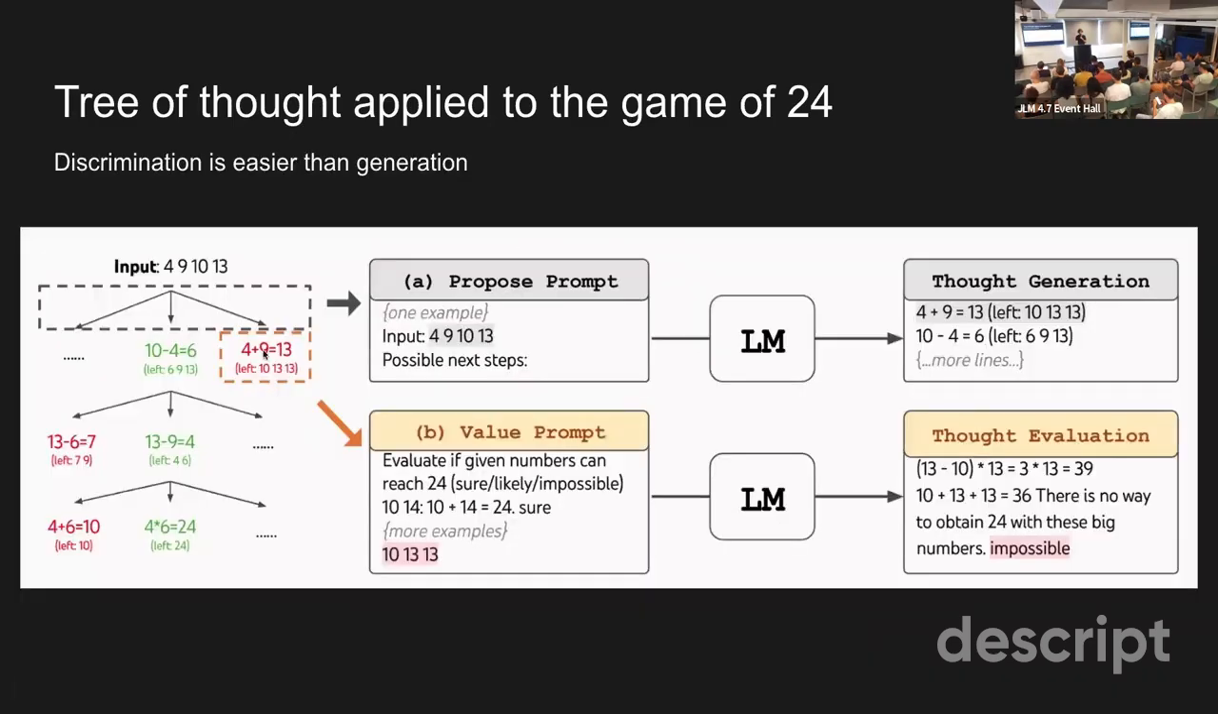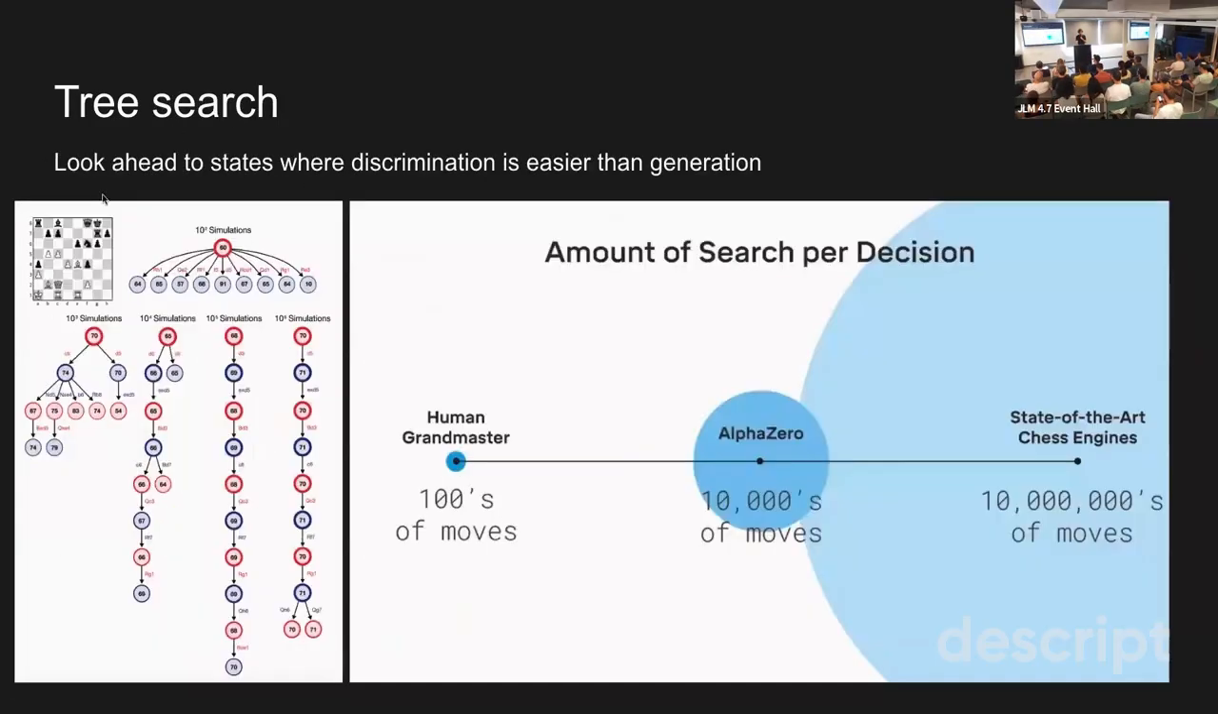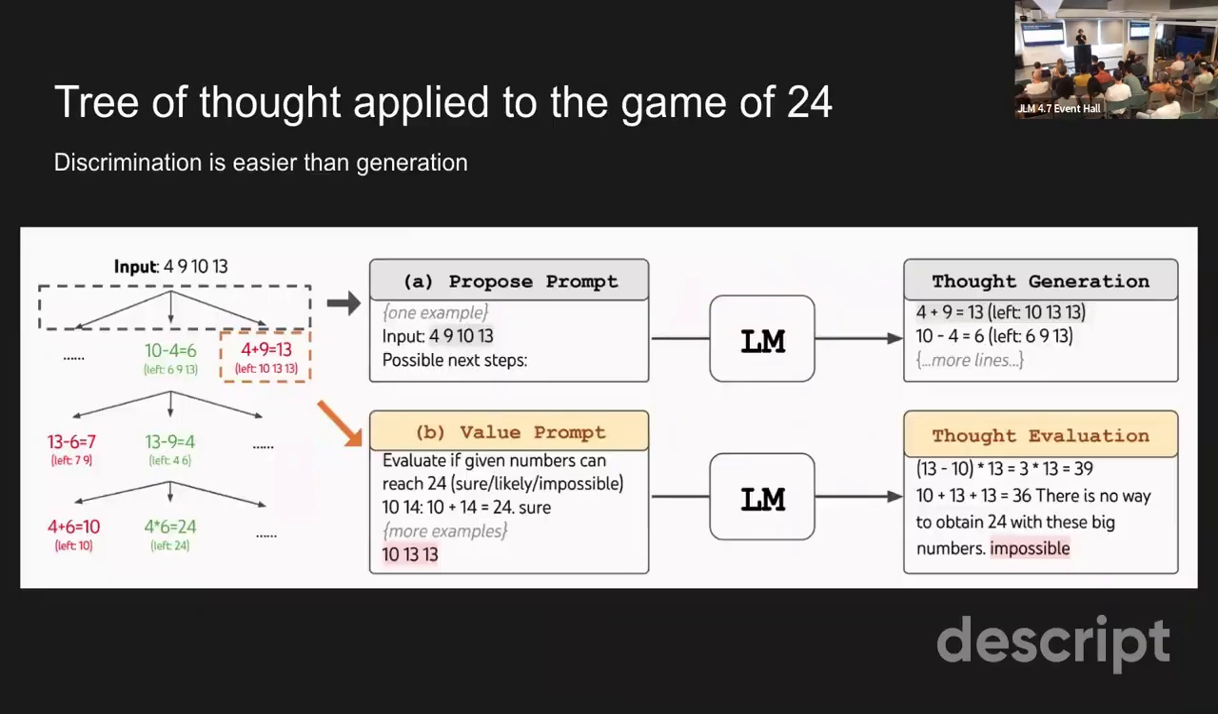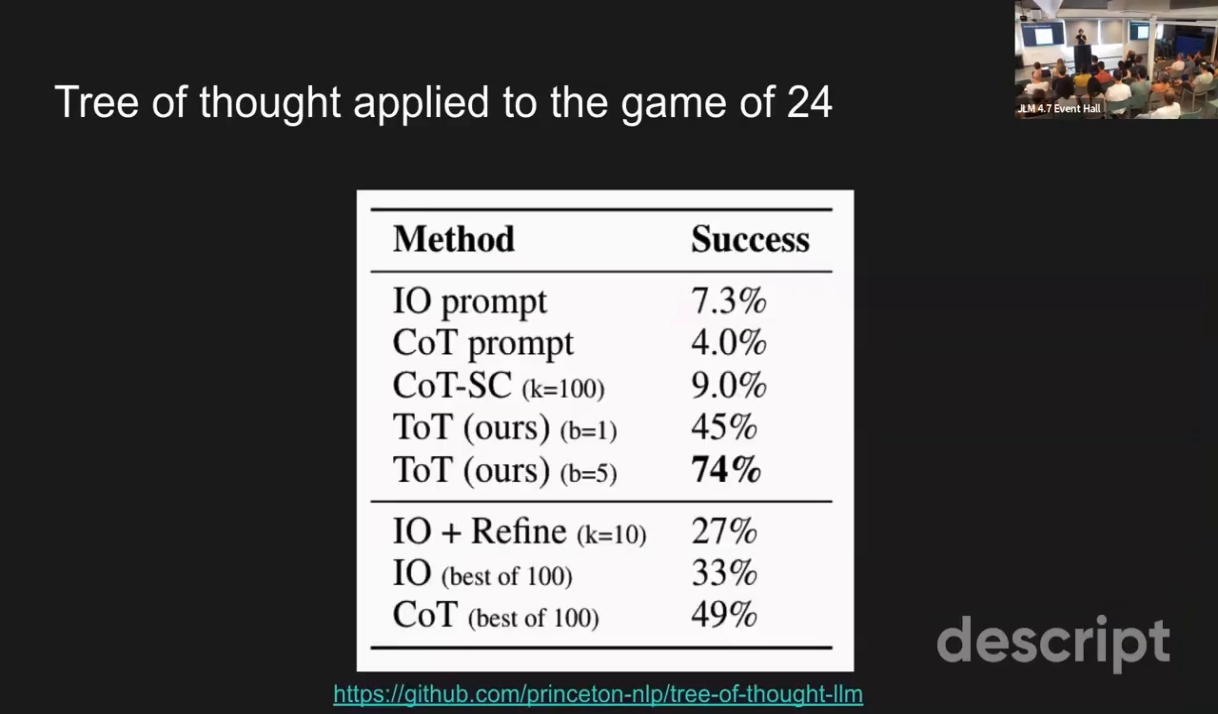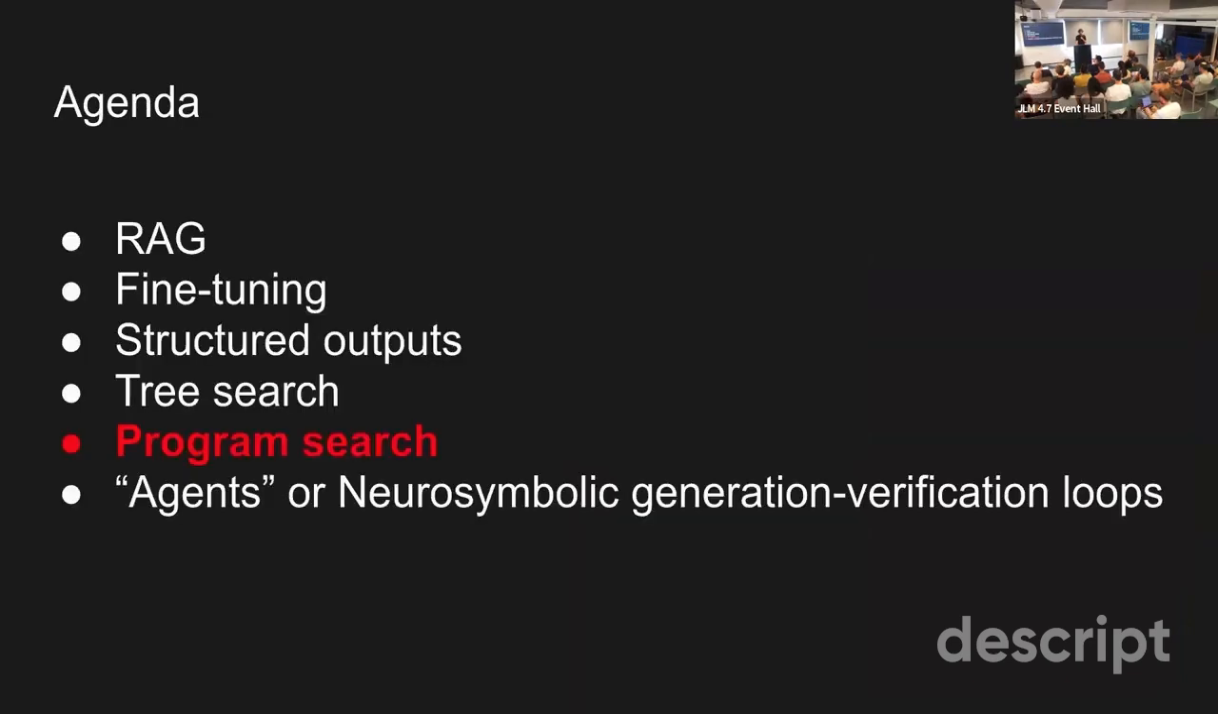So the idea is, what I wrote here, you look ahead to states where discrimination, like saying what's good or not, is easier than generation. Like, for example, in chess, going to the checkmate position, it's easy. You know it's checkmate. You don't need to be a grandmaster. You want to do it like before, in the beginning of the game. So this is the challenge. That's the reason you need to decompose the problem into steps and evaluate each step. More questions? How much time do I have?